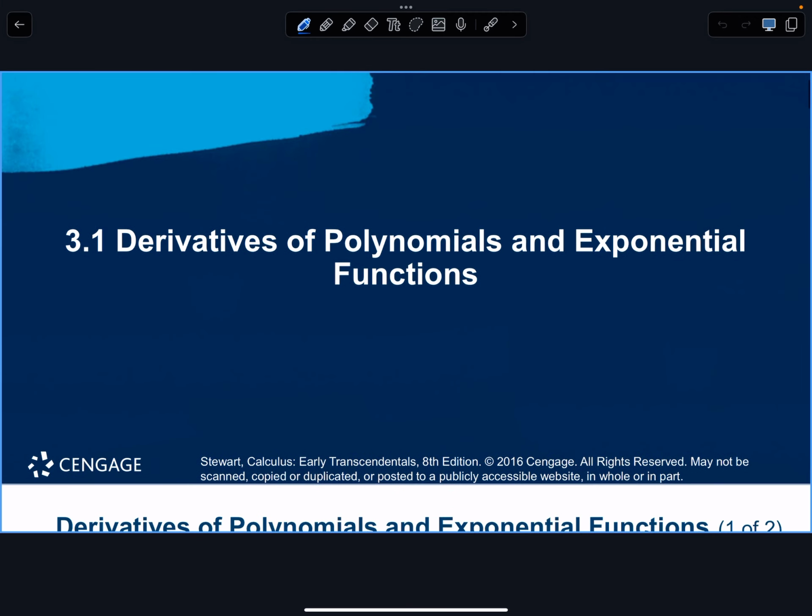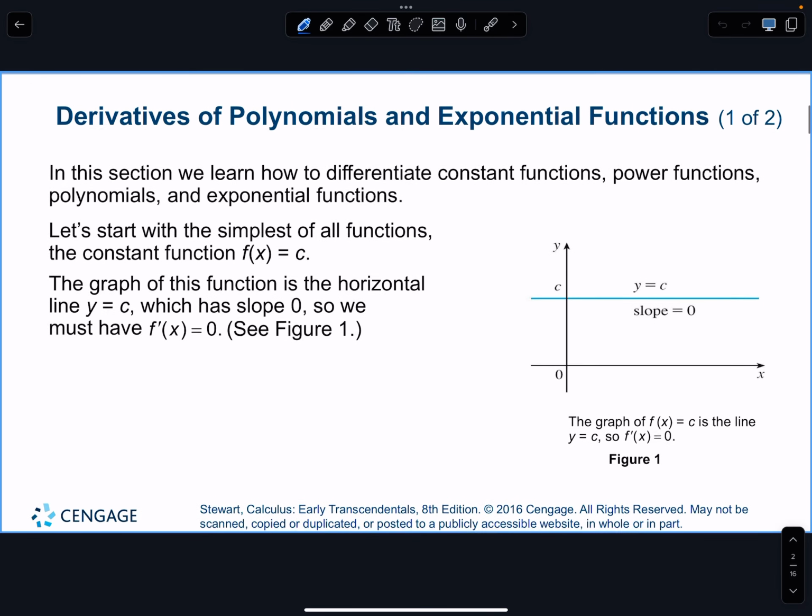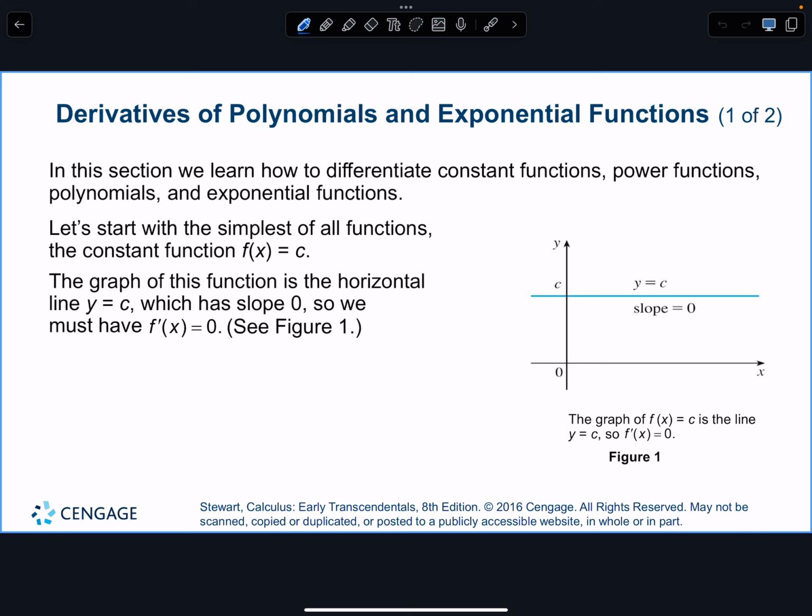Derivatives of polynomials and exponential functions. So let's talk about, it says the simplest function of all, the constant function, f of x equals c. What's the derivative? Remember, the derivative is tied to the slope. As we can see, it's a horizontal line, which has a slope of 0, because it neither rises nor falls. So the derivative for that function, which is f prime of x, would equal 0.